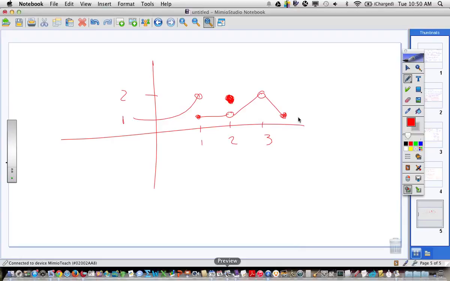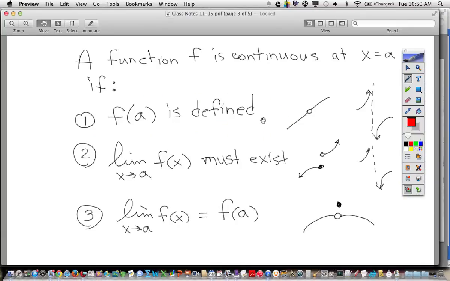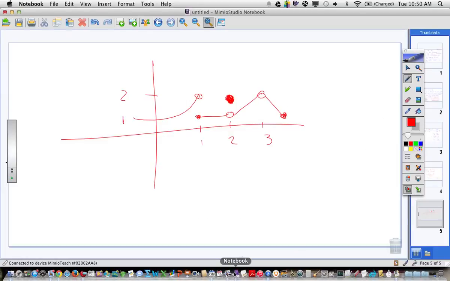You have to lift your pencil. The first thing in here is the function must be defined, and there is no output at that point, and so therefore the function is discontinuous at 3. So there's those 3 different ways a function can be discontinuous, make you lift your pencil and have some sort of break. The limit doesn't exist, the limit doesn't equal the output, or there is no output.